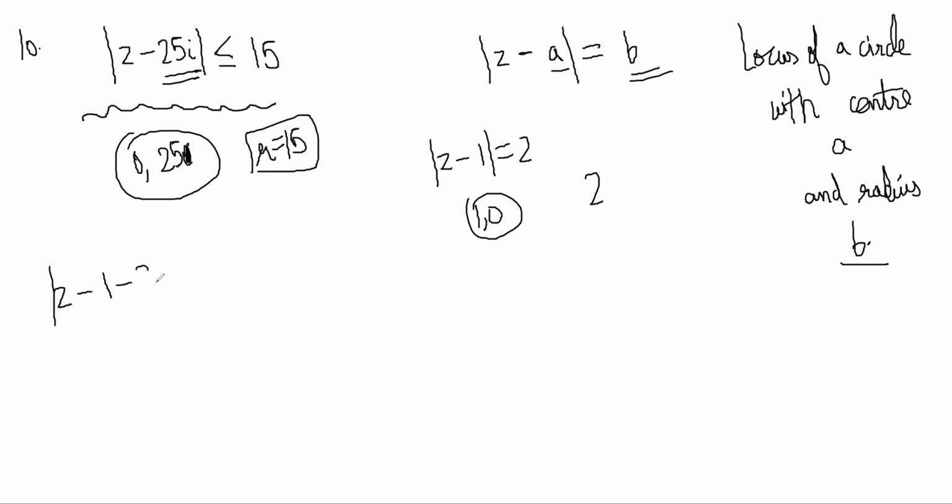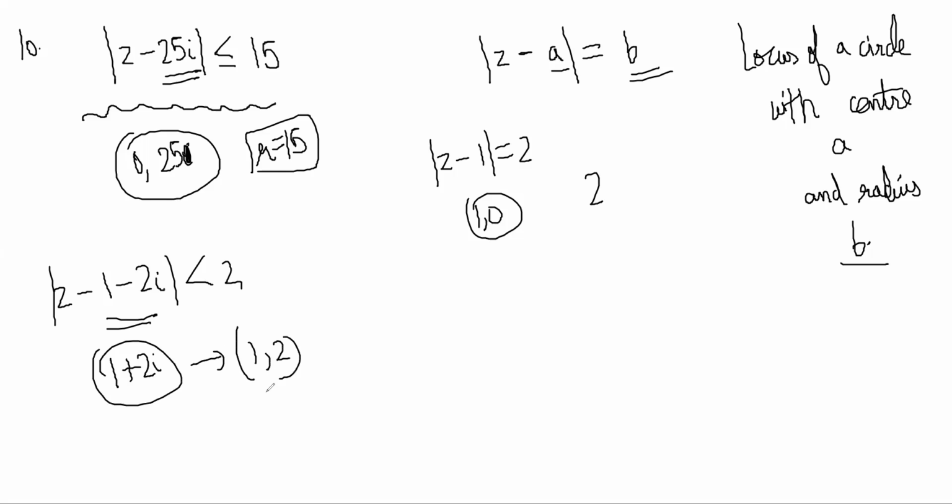So if it was mod of z minus 1 minus 2i is equal to 2, then center is 1 plus 2i, or basically point 1 comma 2, right? And radius would have been 2. So that is the equality case. If it was a less than equal to, that means it is inside that circle because the distance is less than the radius. So it is the interior of a circle, all the points inside the circle. So if you do the graph of this, 0 comma 25 is the center and the circle has radius 15.